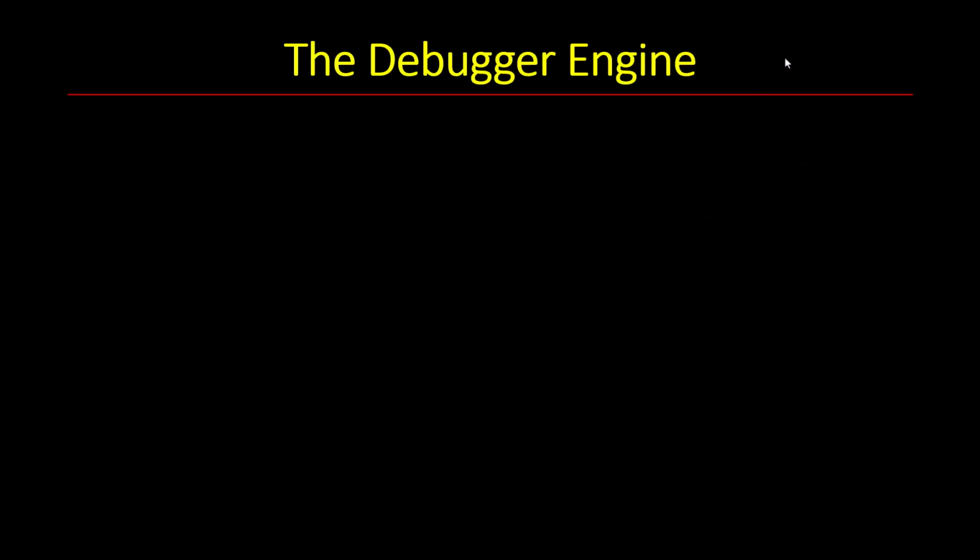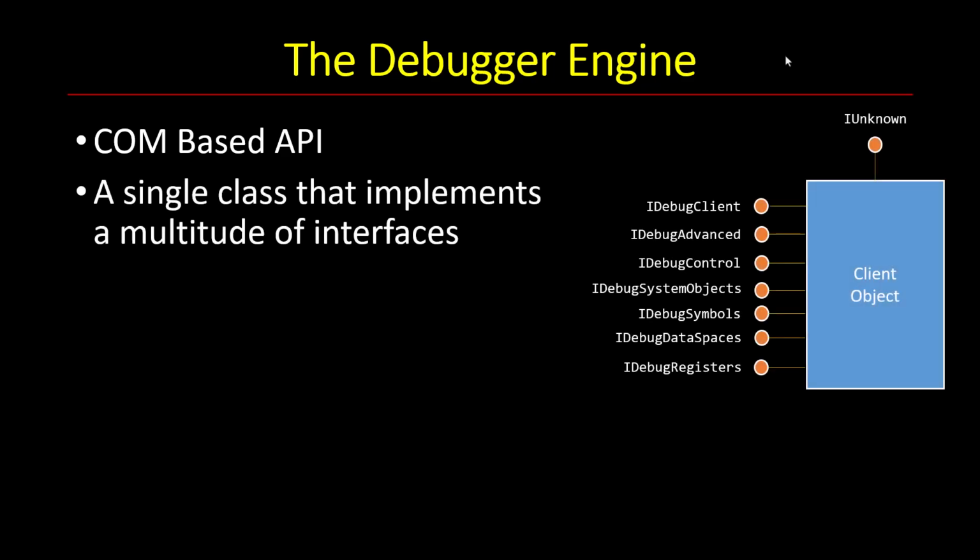Okay, so what does that look like? The debugger engine provides some API. This is a COM-based API, which means we have a bunch of interfaces that we need to use in order to interact with the debugger engine. And so this is what that looks like in principle.